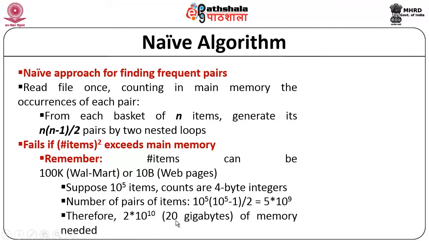So, put together, if there are 10 to the power of 5 items in the given scenario, then the number of pairs of items that may be generated will be n into n minus 1 by 2, which is 10 to the power of 5 multiplied by 10 to the power of 5 minus 1 by 2, which is 5 into 10 to the power of 9, and you are going to make use of 2 bytes. So, it is going to be 2 into 10 to the power of 10, 20 gigabytes of memory is essential. Now, when you take a look at 20 GB of memory, sometimes we may not have this space for holding the entire set of items that has been generated.